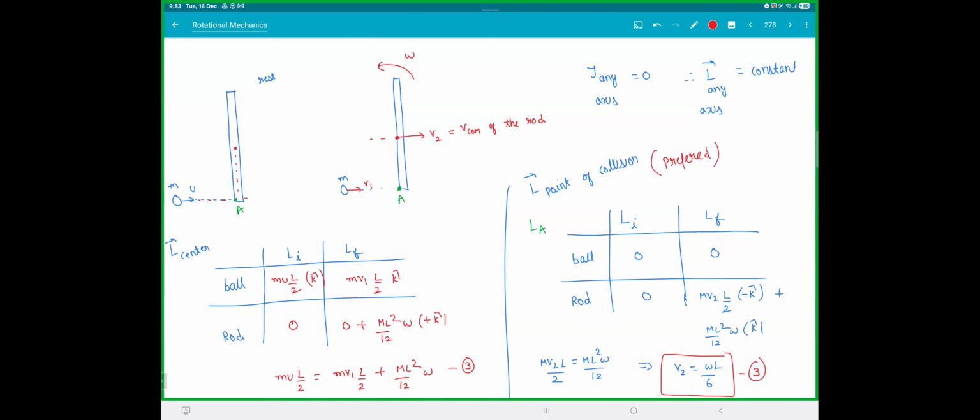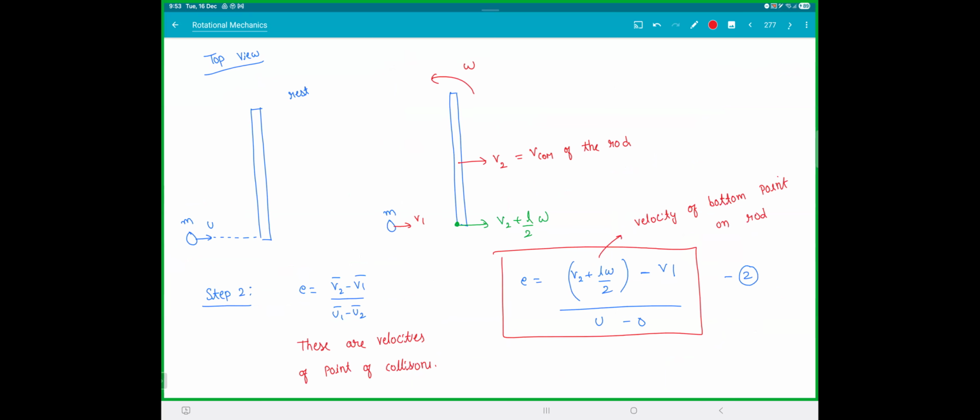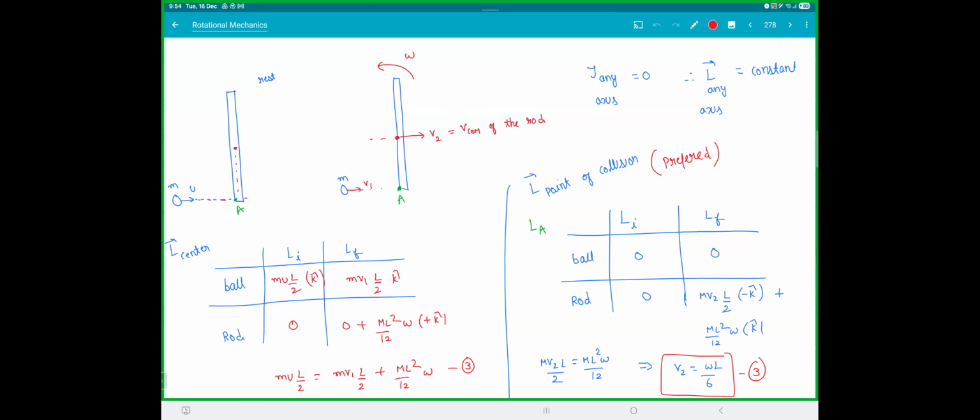These are the 3 steps, everyone. Step 1, conservation of linear momentum. You can't conserve energy because e is not equal to 1. Step 2, coefficient of restitution, which must be about the velocities of the points of collision. Step 3, angular momentum. Once you have the equations, you'll be able to solve.